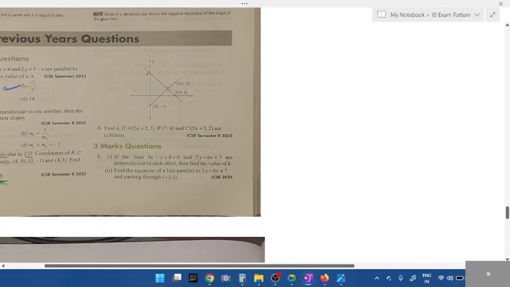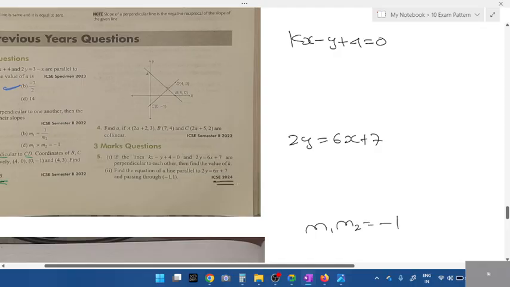If the line is given, what are the two lines, students? Tell me the two lines. Kx minus y plus 4 is equals to 0 is one line. Second line. Okay, these are the two lines. Are they perpendicular or parallel? If it is perpendicular, what we need to find? They were given in 2024, 2 years back.